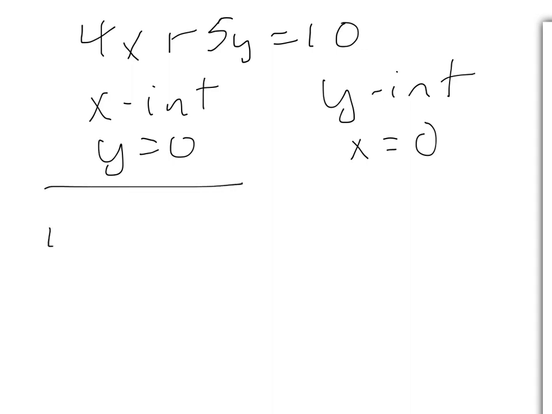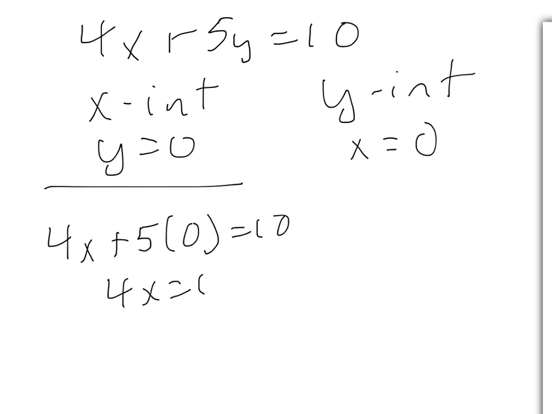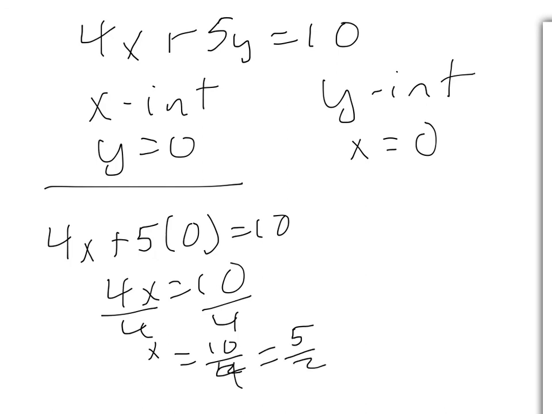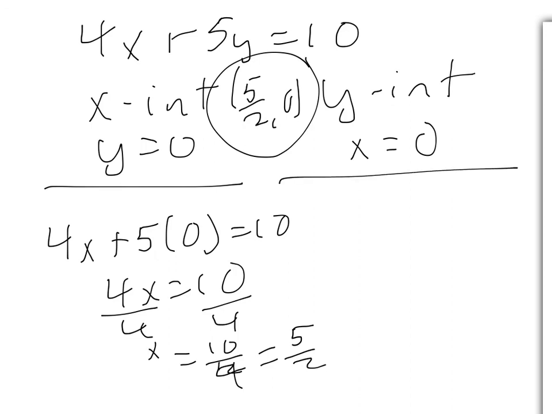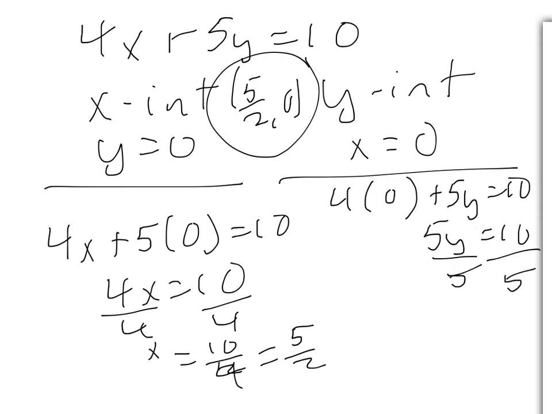We're going to set y equal to 0, so 4x plus 5 times 0 is equal to 10. So 4x is equal to 10. We divide by 4, and x is equal to 10/4, which is the same as 5/2. So then our x-intercept is going to be 5/2 comma 0. That's one answer. For the y-intercept, we're going to set x equal to 0. So 4 times 0 plus 5y is equal to 10. 5y is equal to 10. We divide by 5. Y is equal to 2. So it's going to be 0 comma 2. That's our y-intercept. Please make sure you know how to find the x and y intercepts.